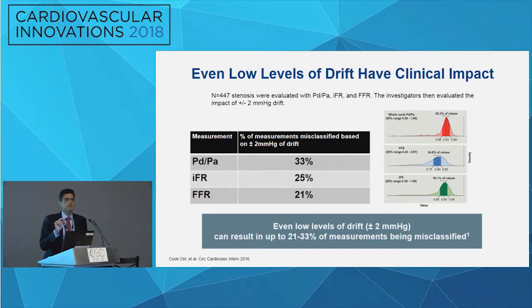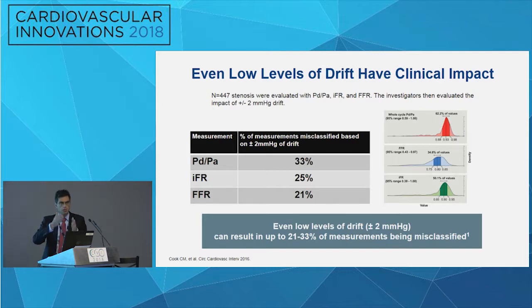The key thing is to do it properly and always do a pullback and confirm that there has been no drift. Now, with the newer wires, the drift is significantly less. So with the Comet, there is much less drift than with the older versions. But nevertheless, the impact of drift on the resting indices is going to be way more than on the FFR. So like every other test, it's easy to interpret, but it's hard to do. And you're going to take your time.